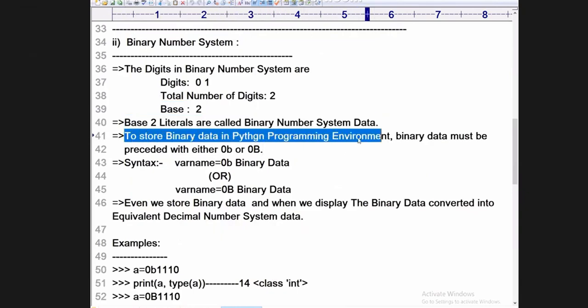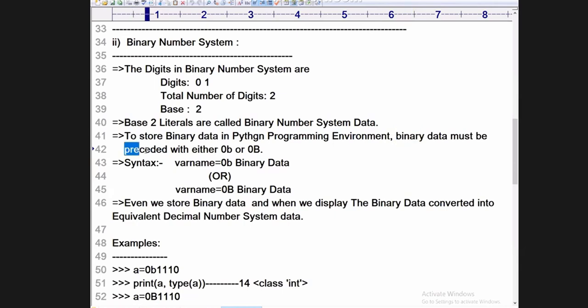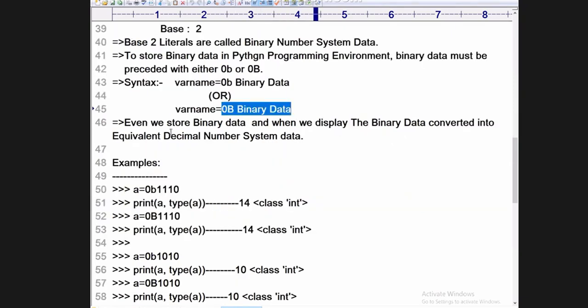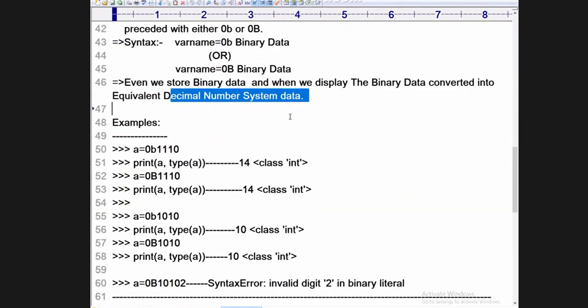We can even store binary data in the Python environment. Binary data is stored by preceding it with 0b or 0B. A variable name is equal to 0b binary data. This is the value representation. When we store binary data, we display the data in the form of the decimal number system only.